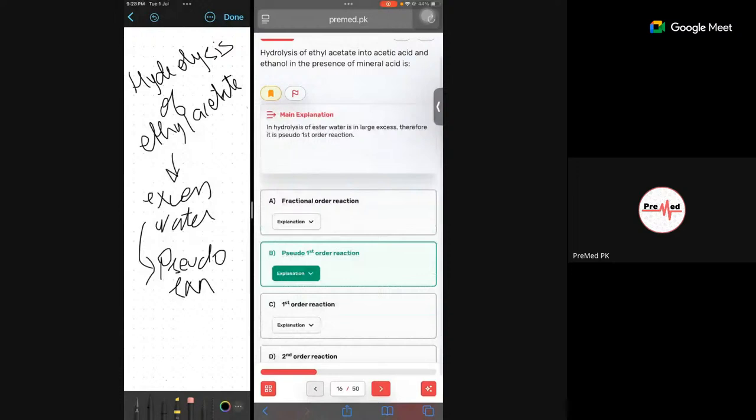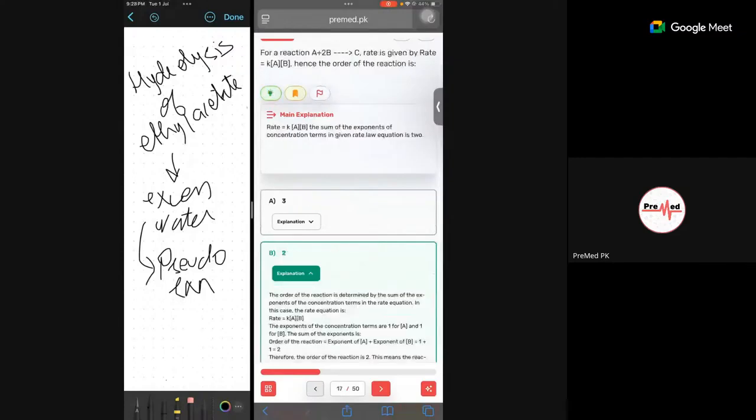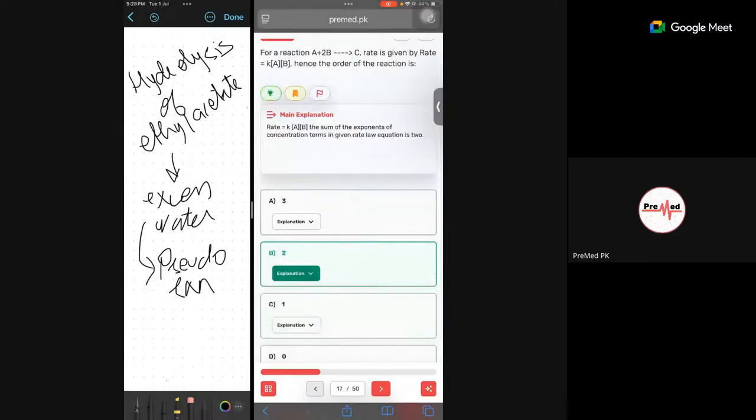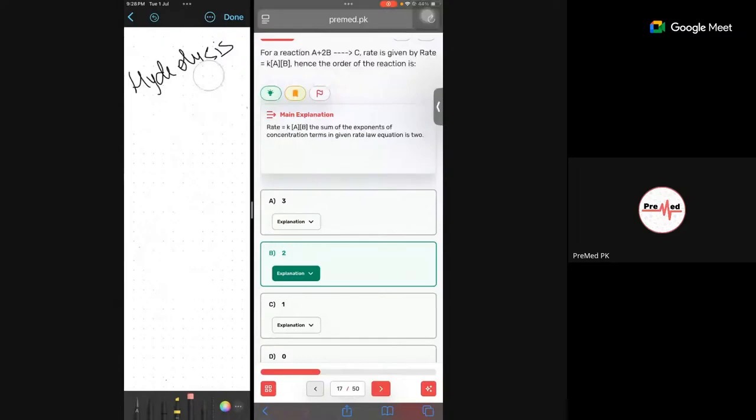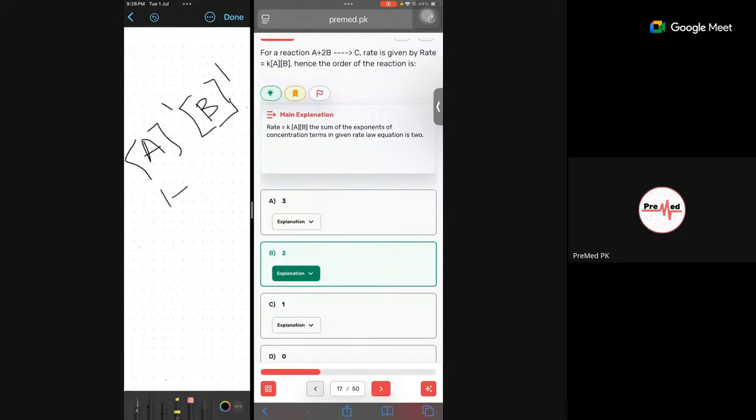Next we have, for a reaction A plus 2B gives C, the rate is given by K[A][B]. Hence, the order of reaction will be? I just solved it in the previous MCQ. The reaction rate will be K, A to the power 1, and B to the power also 1. So if we add 1 plus 1, which was the formula of order of reaction, the sum of the powers of A and B, it's going to be 2, and it's going to be a second order reaction. I hope that this MCQ discussion is quite beneficial for all of you.